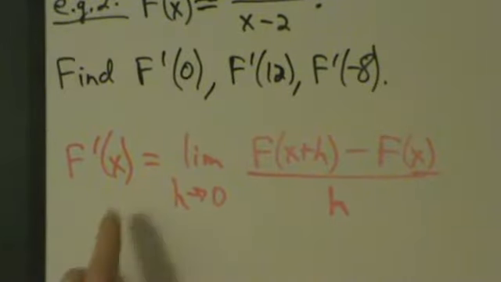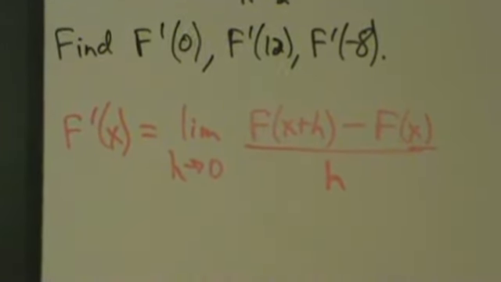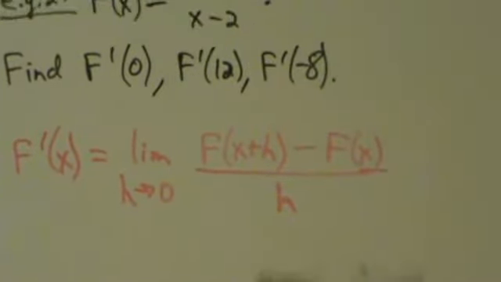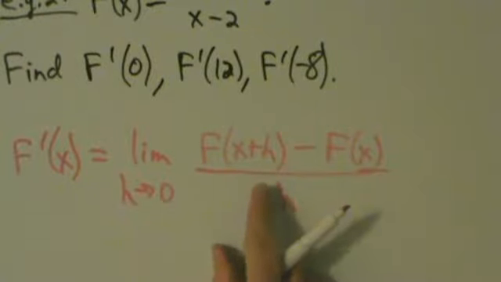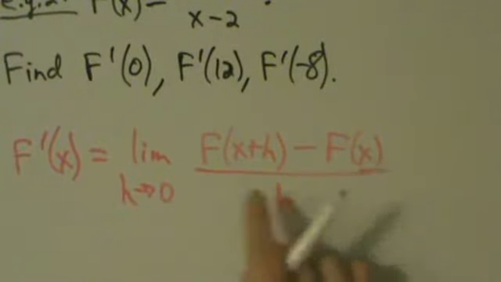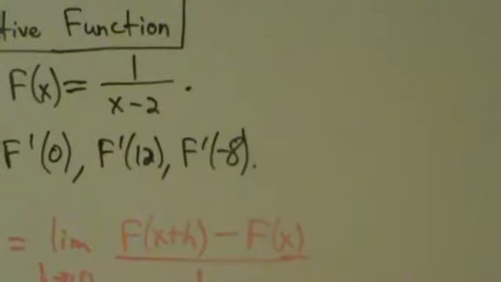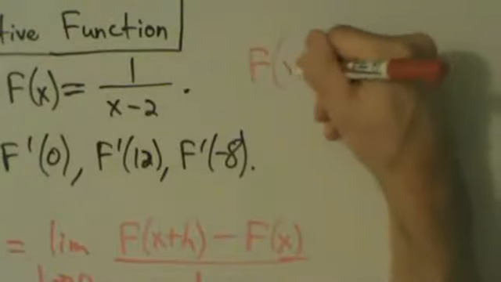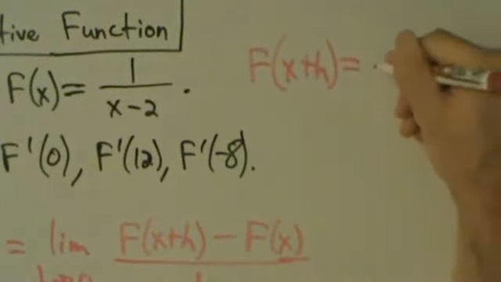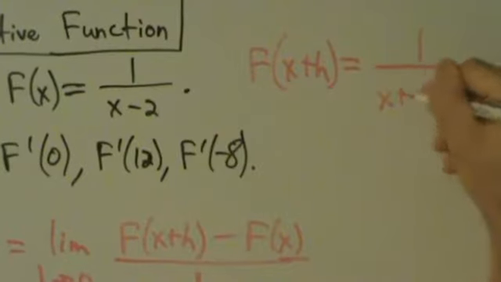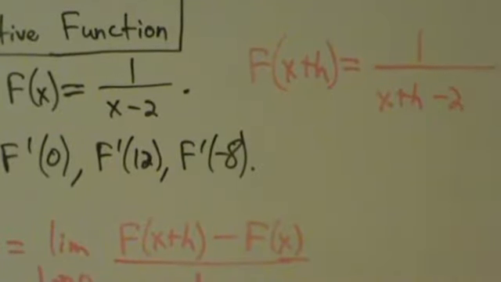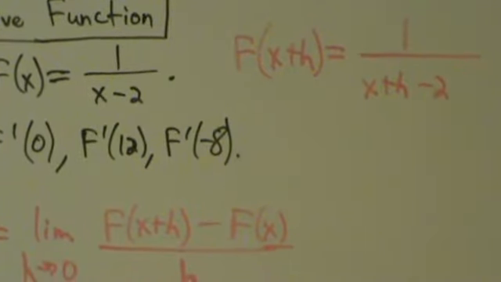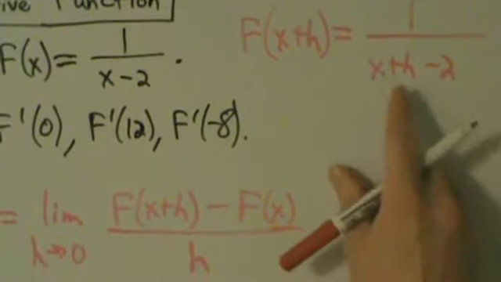Okay, the only difference is now we're just using x instead of a number, just to make things simpler towards the end. Okay, so now we just got to figure out what is f of x plus h, and we're already given f of x, so we don't have to worry about this. But let's just figure out what's f of x plus h. So f of x is 1 over x minus 2. So f of x plus h is 1 over x plus h minus 2. And that can't be simplified much more than that. So this is f of x plus h, so let's go ahead and stick this into here.